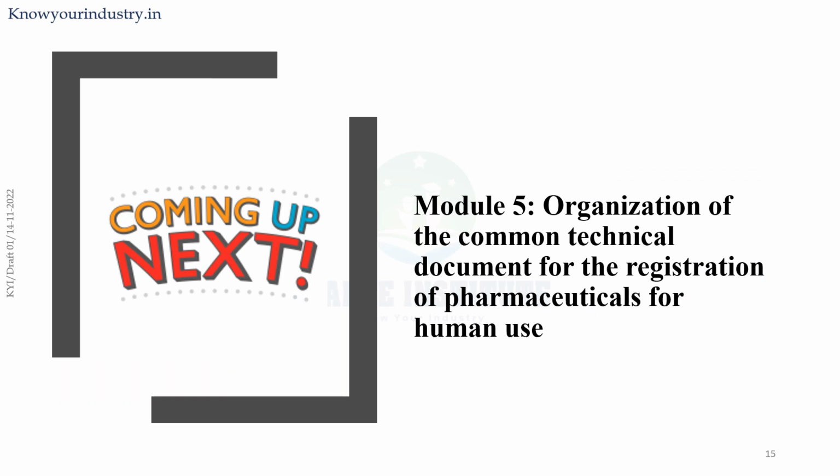In this module, we have seen about what is DMF, what are the types of DMF, the regulatory requirements of DMF filing in different territories like US, Europe, and Canada. We have seen about the major requirements. Now, what comes next? Next, we will see the organization of the common technical document for the registration of pharmaceuticals for human use.